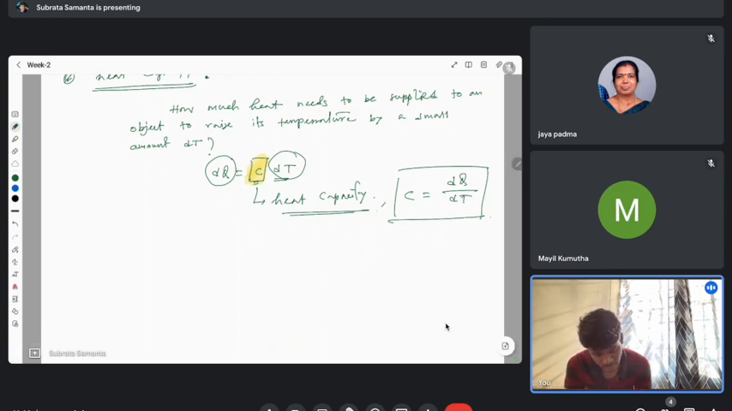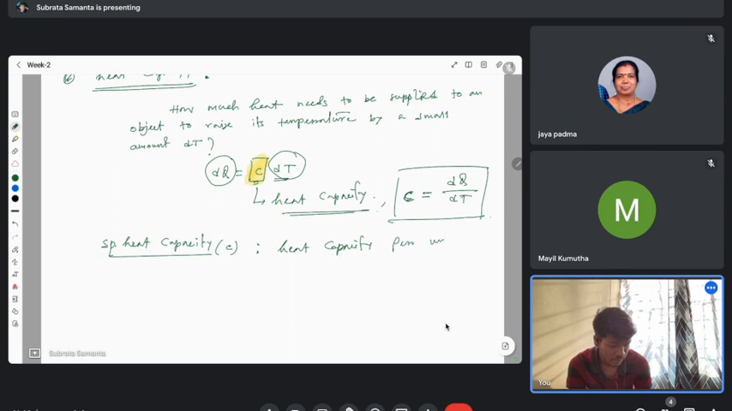So the specific heat capacity, we will denote this as a small c, and this is a capital C. So the capital C is the heat capacity, and the specific heat capacity is just the small c. This is just the heat capacity per unit mass.